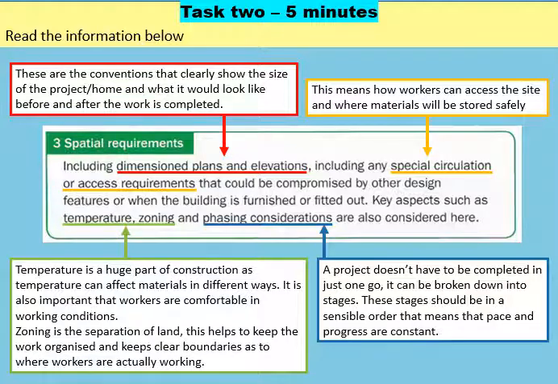Moving on to the green, temperature and zoning. You may not have given this much thought, but temperature has a huge part in construction, as temperature can affect materials in different ways. It's also important that workers are comfortable in working conditions, or else they can't function and get the work done. Zoning is a term that means a separation of land. It helps to keep the work organised and keeps clear boundaries, so the workers know exactly where they're going. It can also tell you where materials will be stored, clear access, etc.